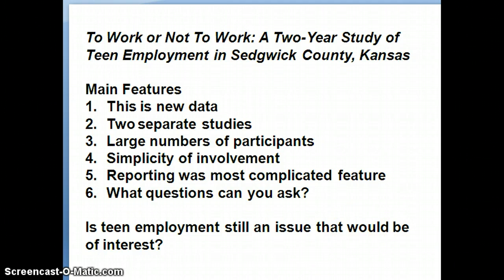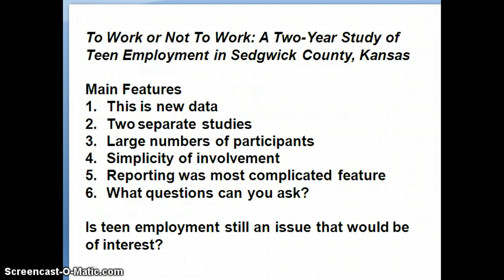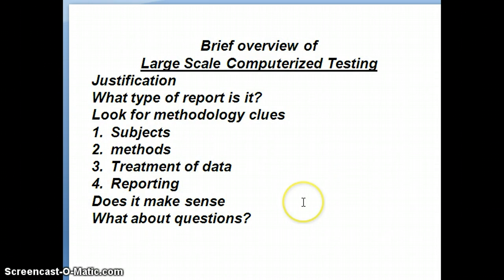Let's move on, because this should give you a couple ideas of what to look for, and let's do a brief overview of large-scale computerized testing. And I don't think that's the slide I want, but let me move on here. Okay, it is. So again, we can do the same thing with large-scale computerized testing.